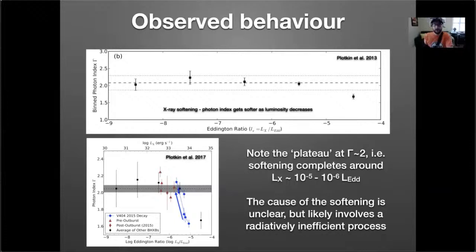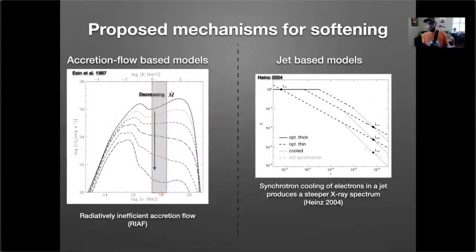We can usually split the proposed mechanisms for the softening into two camps. We can either consider accretion flow-based models or jet-based models. On the left, we show a typical accretion flow-based model, which is usually based on some version of a radiatively inefficient accretion flow, such as an ADAF. Esin et al. 1997 showed that with decreasing M dot, or luminosity, we would expect the X-ray spectrum to get steeper, i.e. to get softer. There are jet-based models as well.